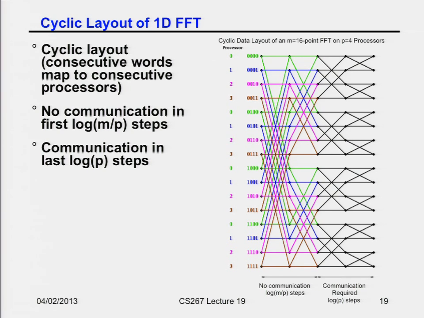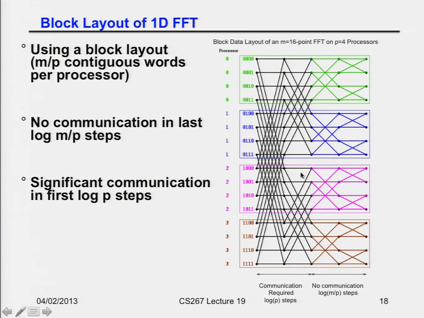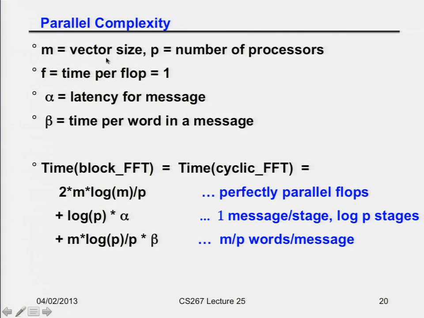But before I do that, let me just write down the complexity of both of these algorithms to give us a hint of where we are now. So I'm going to write down one formula for the number of words moved and the number of messages, both for this layout and for the layout I just did. And the answer is going to depend on, of course, the vector size and the number of processors. I'll assume the time per flop is 1. I'm just going to confirm that the load balance is perfect. The latency, I count the number of messages. Time per message is alpha. And then beta is the reciprocal bandwidth.